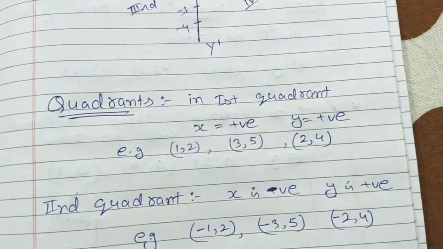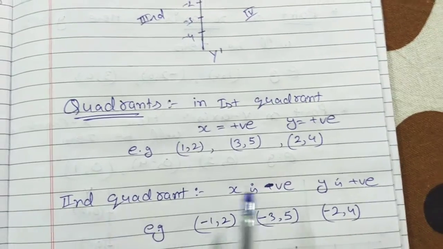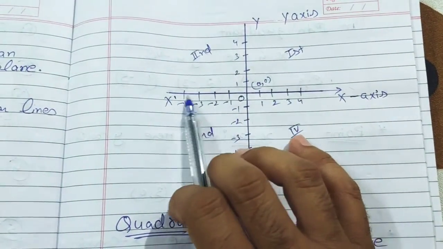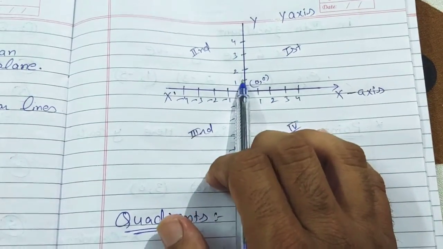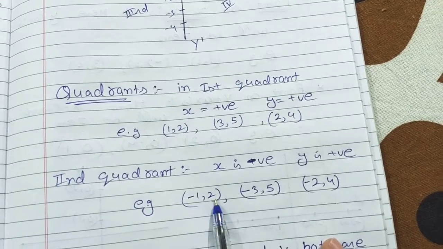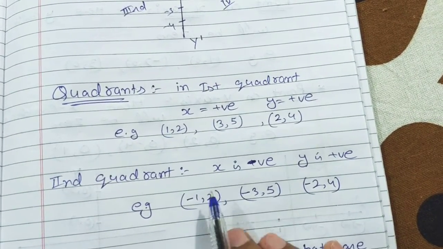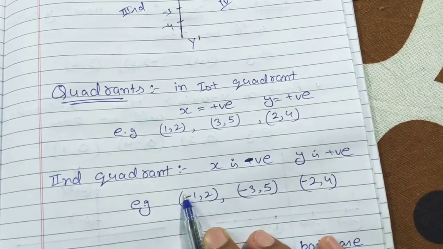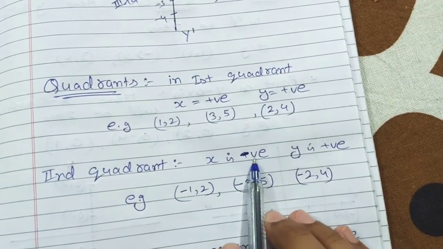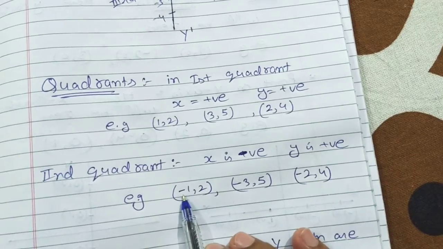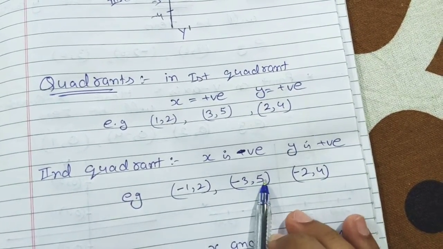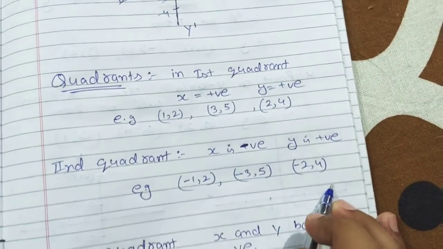Now similarly we move to the second quadrant. What will happen in the second, you can see carefully: here x is negative and y is positive. So our points are (-1, 2), and students, you know very well that the first value refers to x and the second refers to y. So now x is negative and y is positive: (-1, 2), (-3, 5) and (-2, 4).